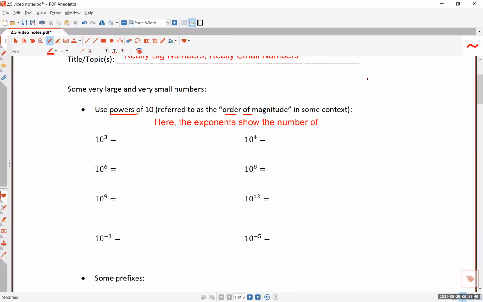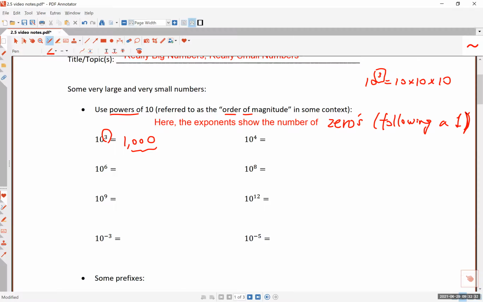So when we say 10 to the third, for instance, all that means is you multiply 10 three times. That's what that exponent means. So 10 to the third power is 10 times 10 times 10, which we know as 1,000. You notice here we have 3 zeros following the leading 1. That number of zeros turns out to be exactly the exponent, so that's easy to remember. Here the exponents show the number of zeros following the leading 1.